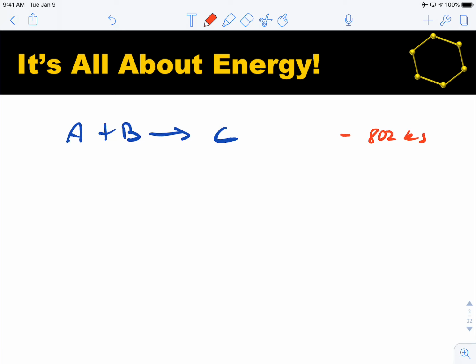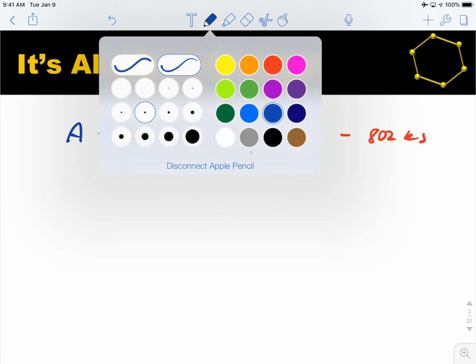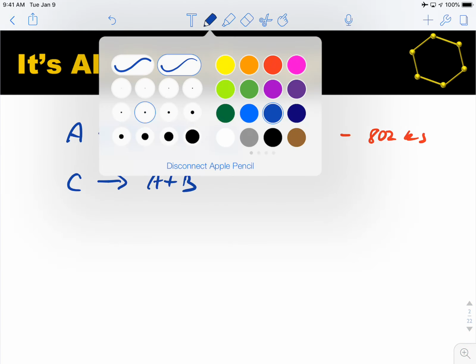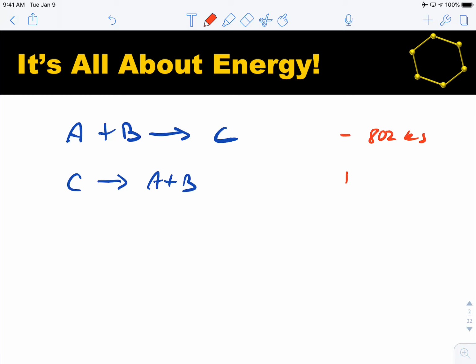One thing you should recognize is that if I were to reverse this reaction and say C goes to A plus B, then the energy of that reaction would be the reverse of that. Exact same magnitude, but reversed. One would be negative, one would be positive, in the sense that the first reaction is giving off 802 kilojoules of energy and the second reaction is absorbing it.